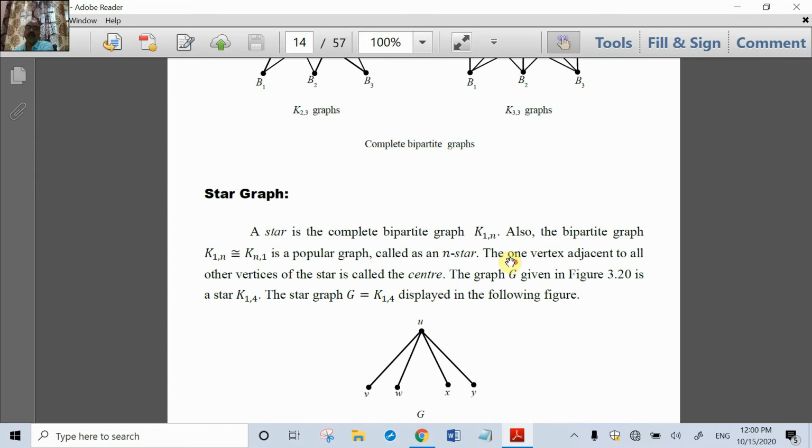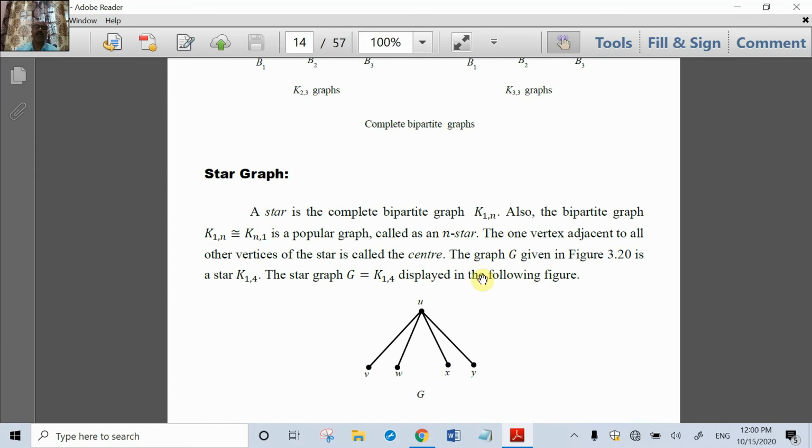Now, star is a complete bipartite graph K1,n.